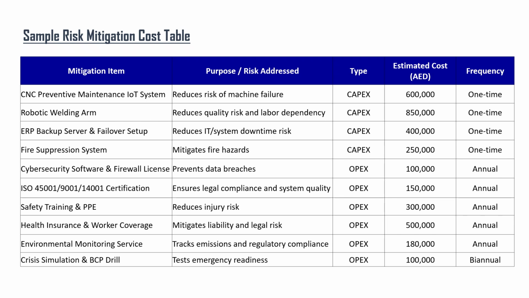Costs are allocated across categories: ERP security, compliance systems, insurance policies, and environmental protection measures. These investments are justified by long-term savings and reducing exposure to financial loss.